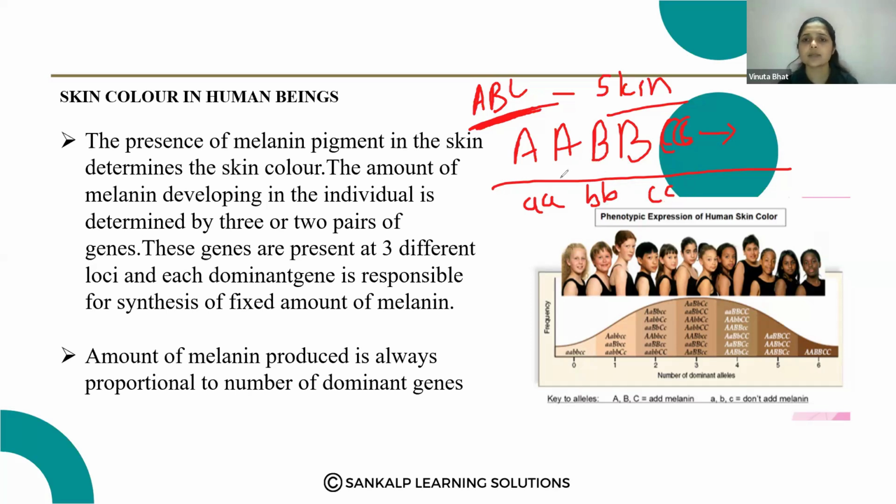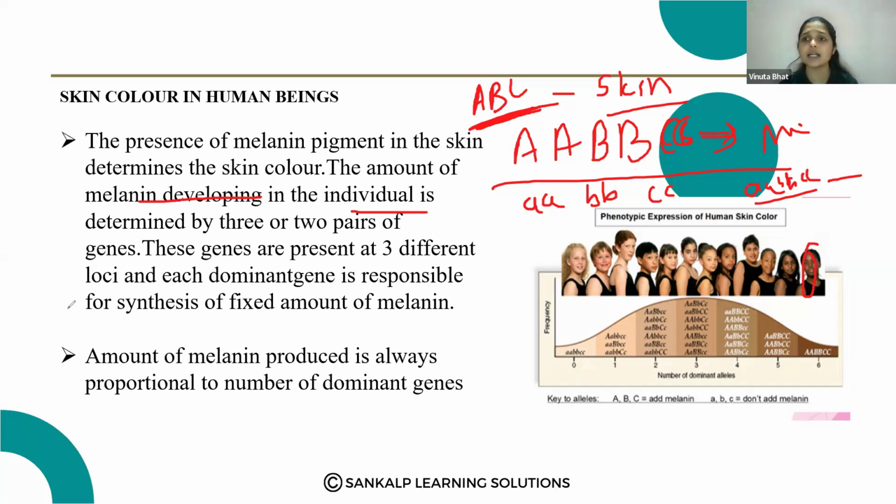Okay, this is the assumption. The person who has capital A, capital B and capital C genes has the darkest skin color, because the individual develops more melanin in their body. So the person will have dark skin color. And the person with small a, small a, small b, small b, small c, small c has the lightest skin color.